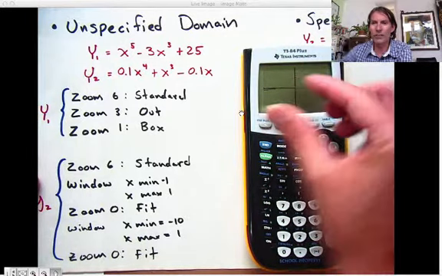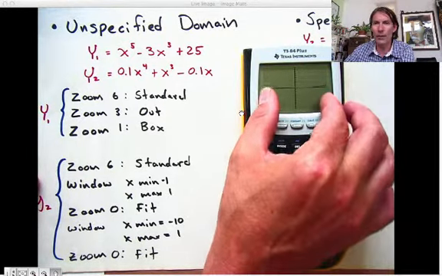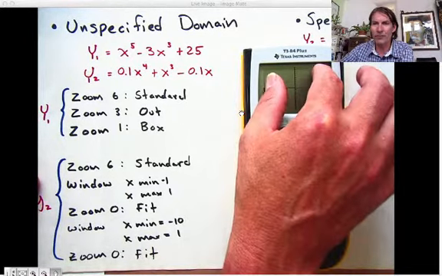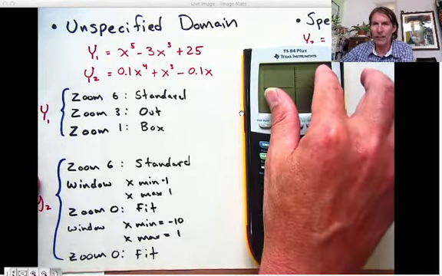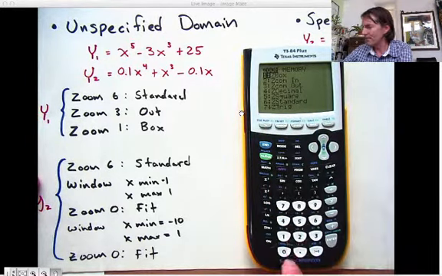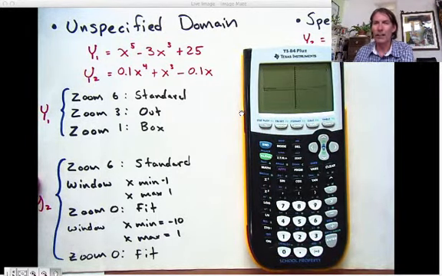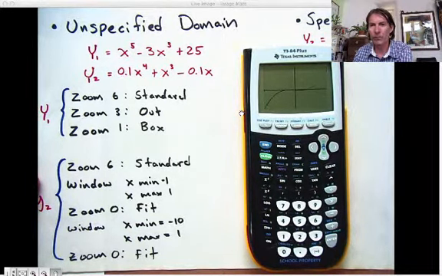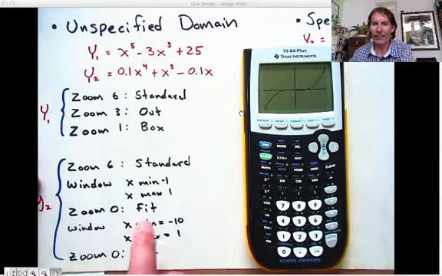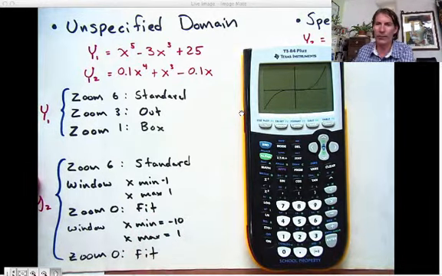Now what zoom fit is going to do is take that same domain from -1 to +1, and make this graph fit. So it's going to put the maximum at the top and the minimum at the bottom. So just hit zoom 0, and we'll see that that has a little bit better view of that graph. Okay, so remember when using zoom fit, you have to set the x and the calculator sets the y. So that's what we did.